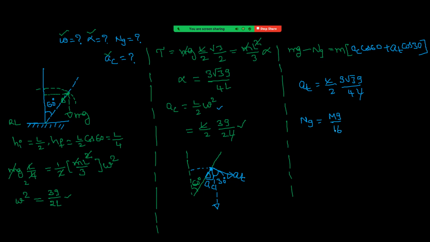That means, what's the given options here? Option A, it is correct. Option B also correct. Option C correct. Option D is not correct, because we got alpha value how much? 3 root 3 g by 4L. Okay. Let us see the next problem.